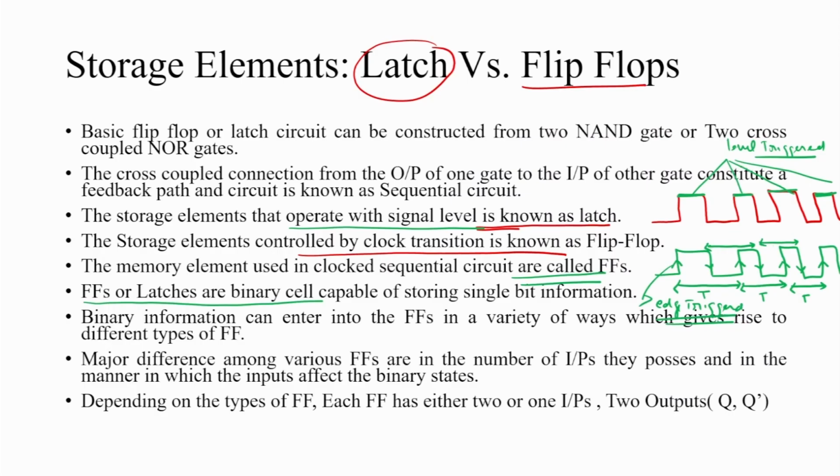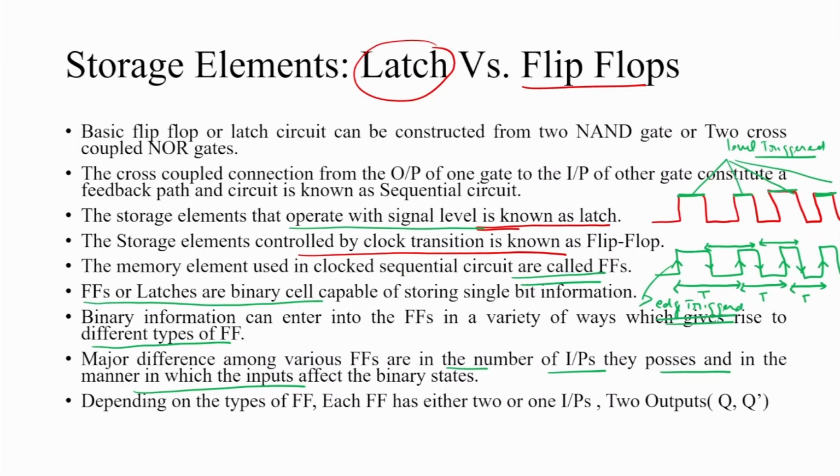Binary information can enter into flip flops in a variety of ways, which gives rise to different types of flip flops. So there are different ways of entering information into a flip flop, which is why there are different categories. The major difference among the various flip flops, like the SR flip flop, JK flip flop, D type flip flop or T type flip flop, is in the number of inputs they possess and the manner in which the input affects the binary cell.